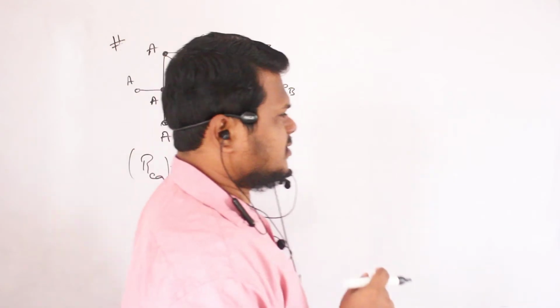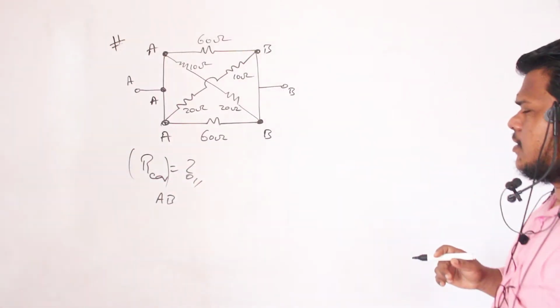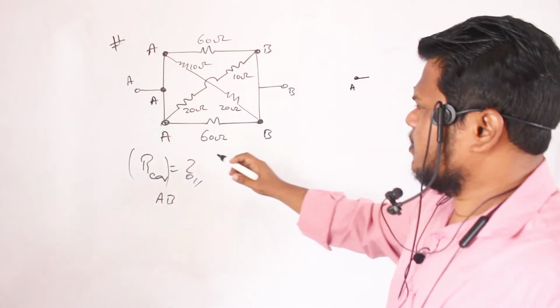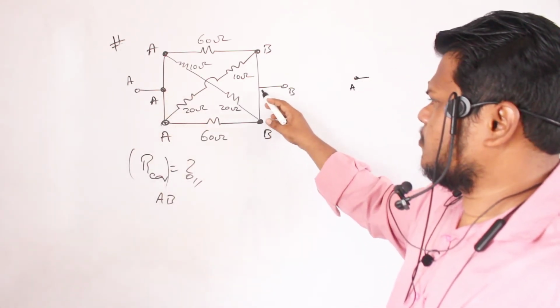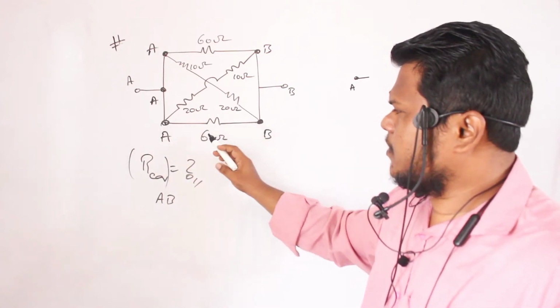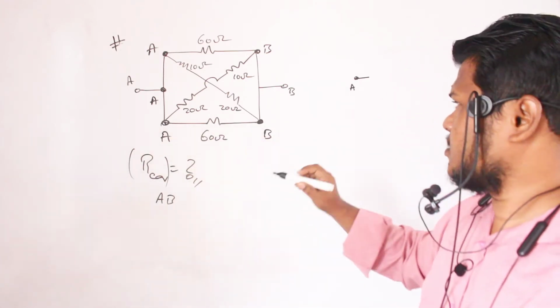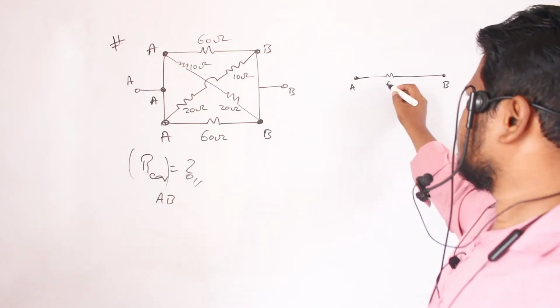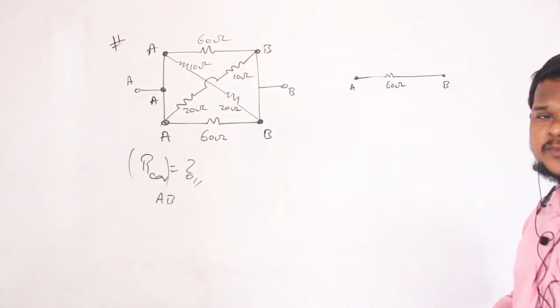Let us see how we can redraw this circuit. Starting from point A, this is one branch directly going to point B. So this is terminal A, this is terminal B. In between A and B, how many resistors are present? One resistor is present here. So I will write that resistance. This is point B. So this is a 60 ohms resistor. Are you able to understand?